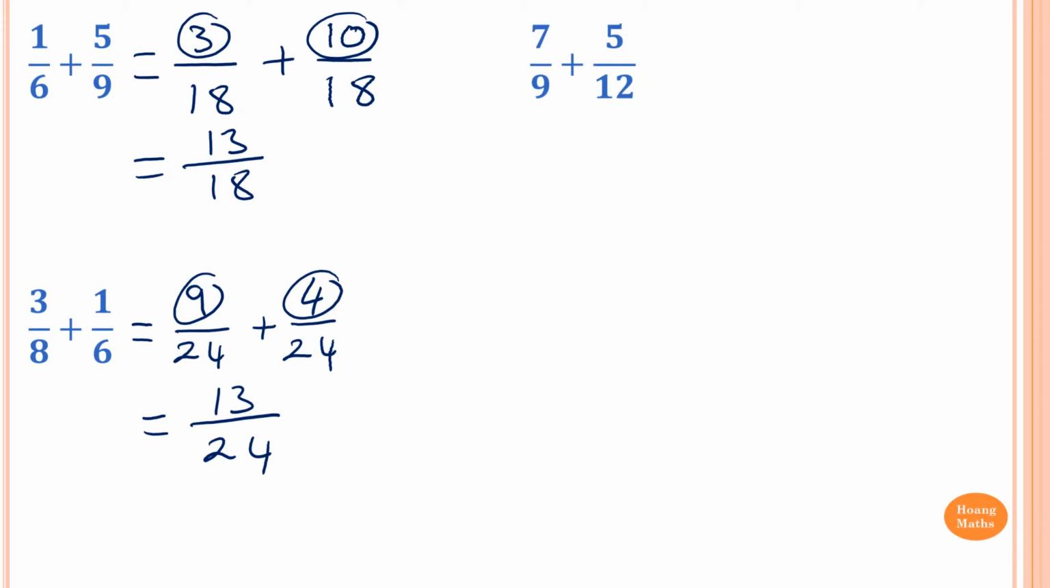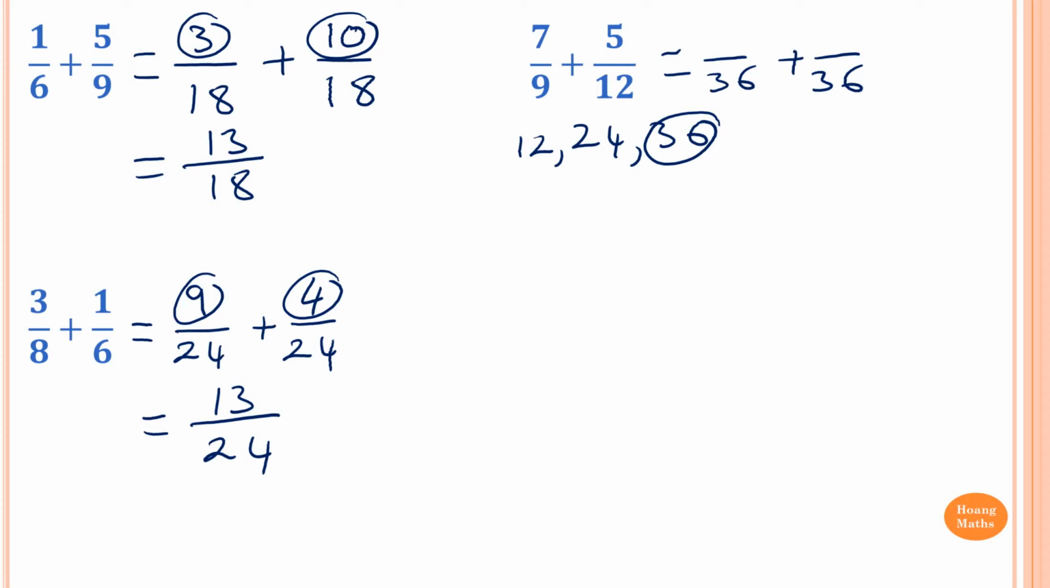This one here, 7/9 plus 5/12. Now to do this, I just list the largest number first, which is 12: 12, 24, 36. So we stop here because 36 is a multiple of 9, because 9 times 4 is 36. So I just write this down. So 36, you add 36.